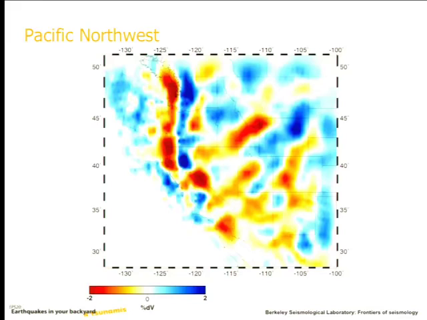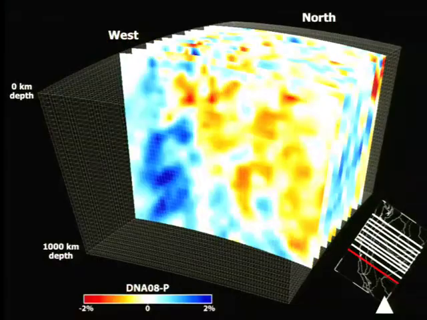Then you may wonder, well, what's this red stripe? That's a good question. We don't know. Should be really interesting, though. Stay tuned. So I'm going to show a couple of interesting little 3D slices.